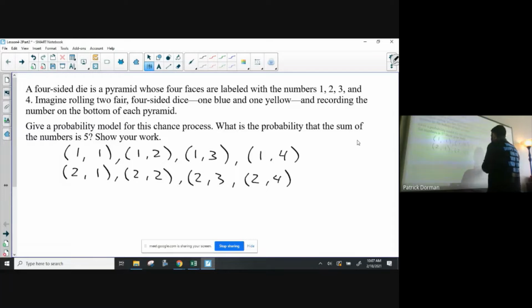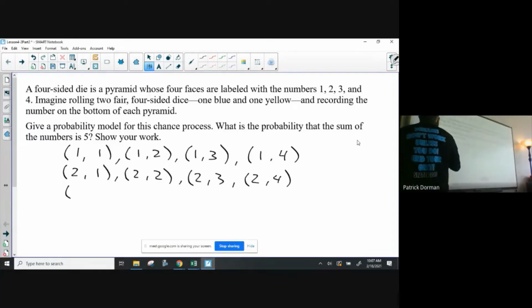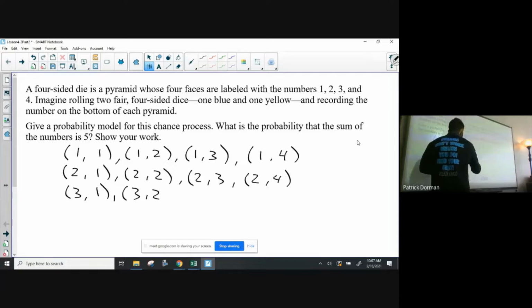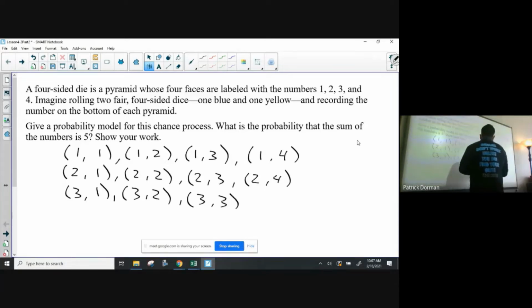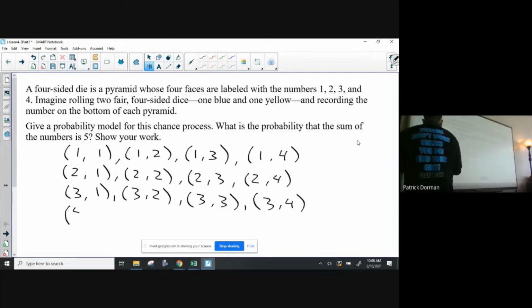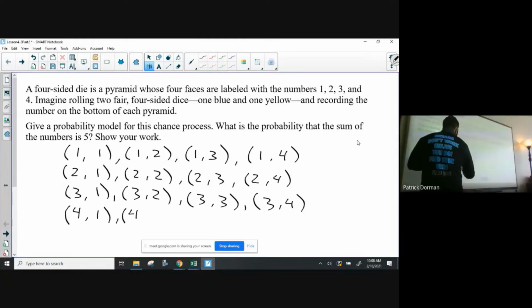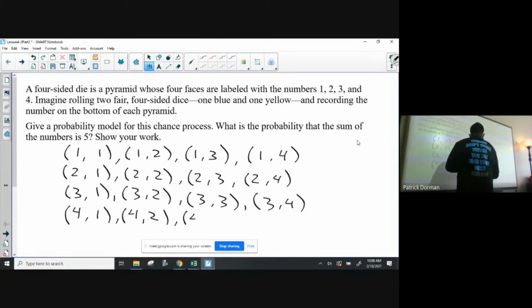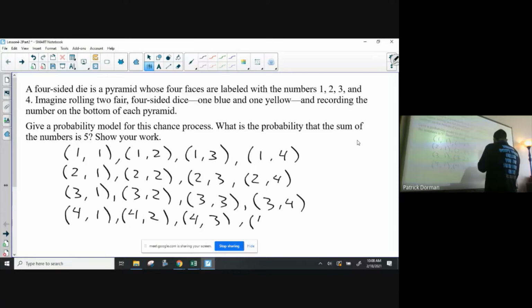And you can see, right, the pattern begins to emerge, right? Let's write all of the combinations for if I was to roll a 3 on the first die, so I could roll a 3 and a 1, a 3 and a 2, a 3 and a 3, or I could roll a 3 and a 4. Next thing is all of the combinations that I could have if I rolled the 4 first. So I could roll a 4 and a 1, a 4 and a 2, a 4 and a 3, and a 4 and a 4.